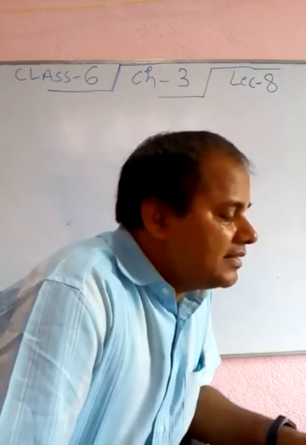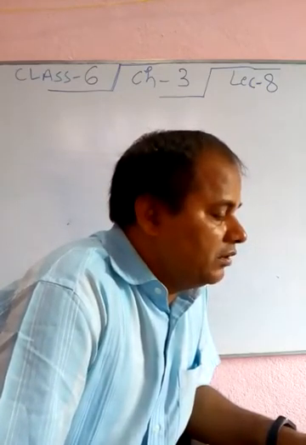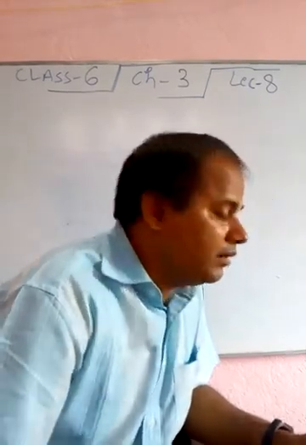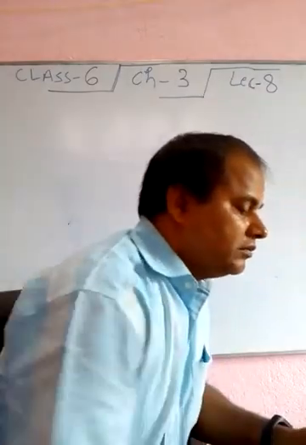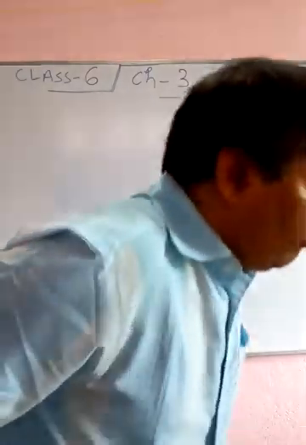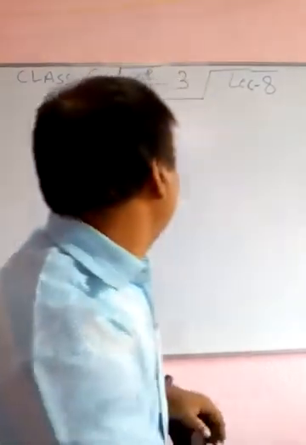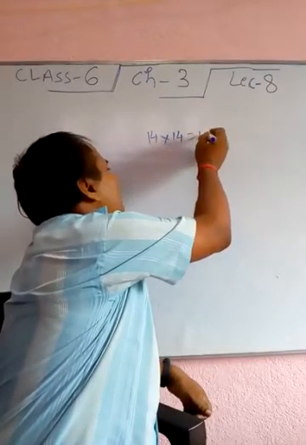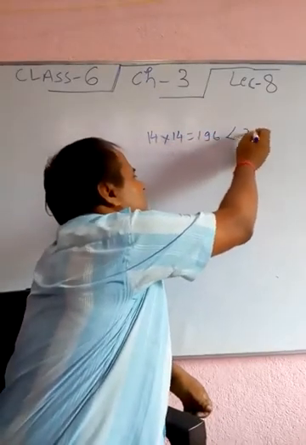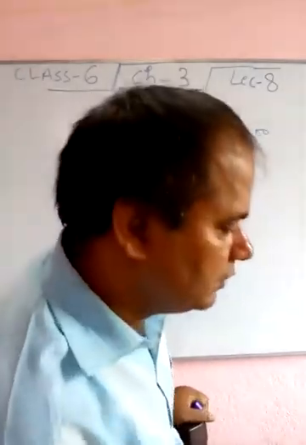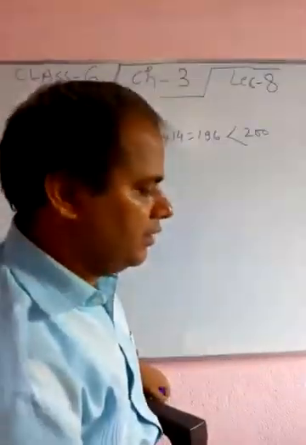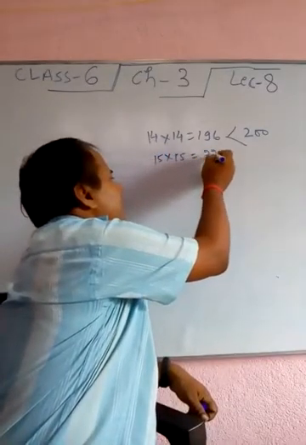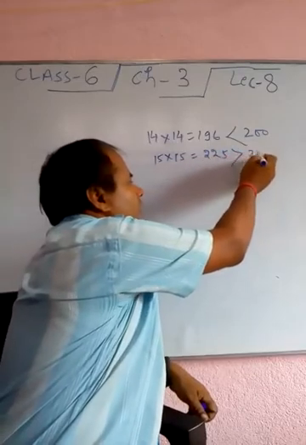First, if the number is less than 200, we know that 14 into 14 is equal to 196, and this is less than 200. And the next number is 15 into 15, and this is more than 200.